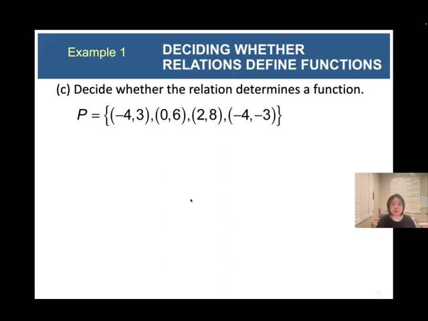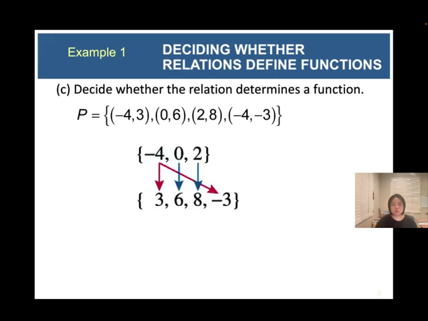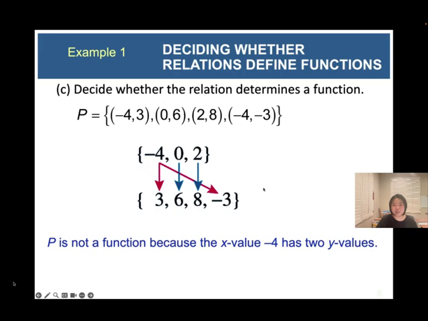Okay, this one. Decide whether the relation determines a function. Same idea, write down the domain and then write down the range. So you have -4, 0, and 2 here. I do have a 2, -4, so I put it together. And then you can see for the -4, we do have 2 y outputs. So this is not a function because an x value has 2 y values. This is not a function.